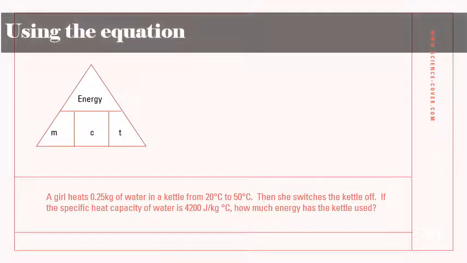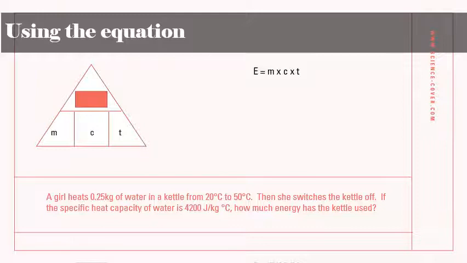Let's look at an example of how to use the equation to calculate energy. A girl heats 0.25 kilograms of water in a kettle from 20 degrees Celsius to 50 degrees Celsius. Then she switches the kettle off. If the specific heat capacity of the water is 4,200 joules per kilogram degree Celsius, how much energy has the kettle used? So the first thing to do is to set up the equation. The energy, if we cover it up in the equation triangle, is the mass times the specific heat capacity times the temperature change.